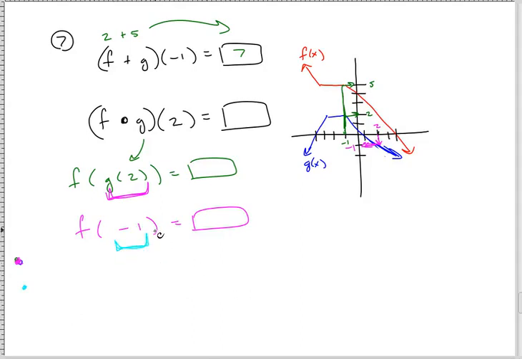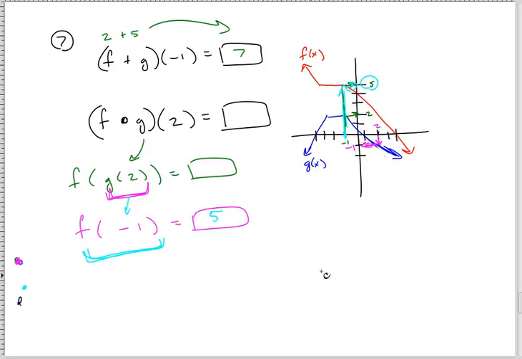And so now I'm not just finding that. I'm finding this now. Find f of -1. So I replaced the g of 2 with a -1, and now I'm going to go to f at -1. So there's my -1 right there. Find the height. Go up and over. And you can see it's a 5. Sorry, it's so bright.